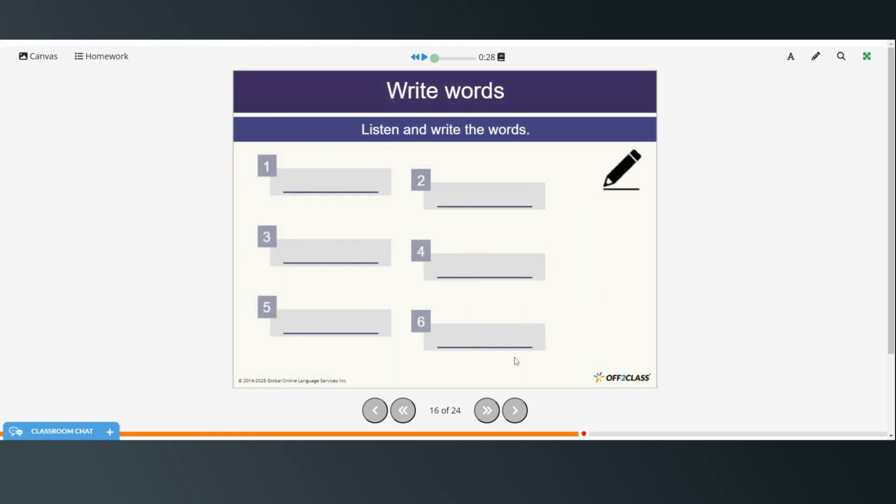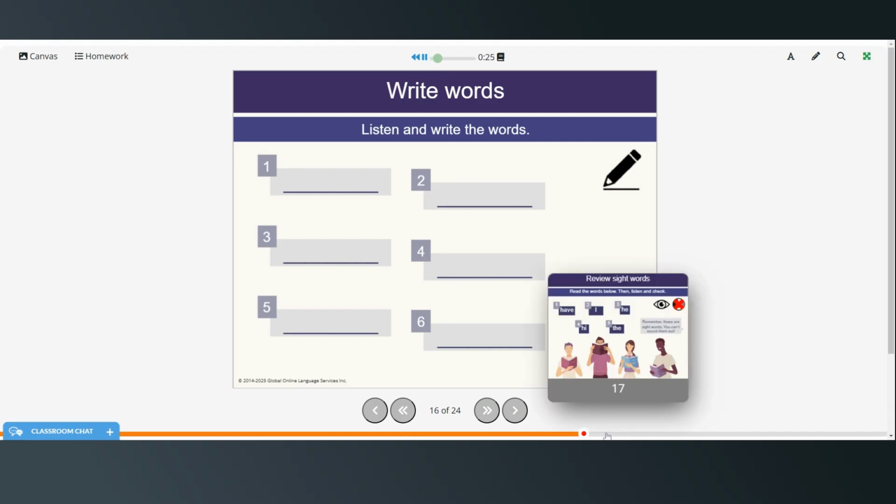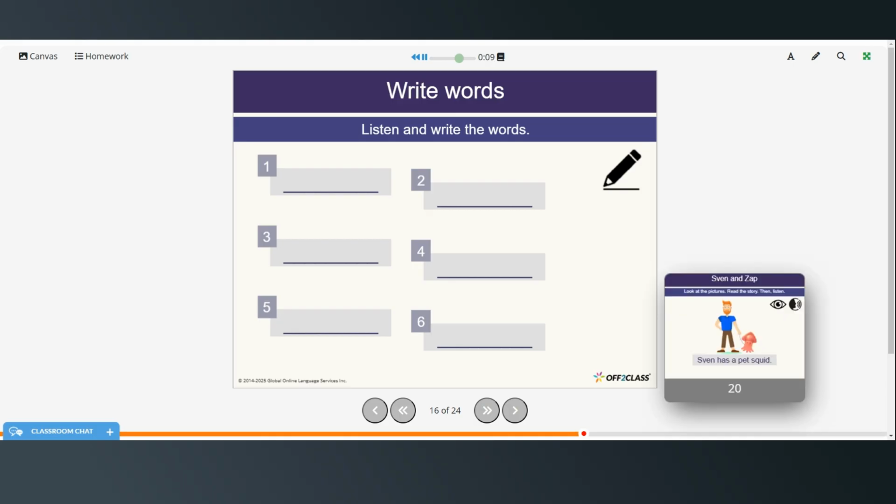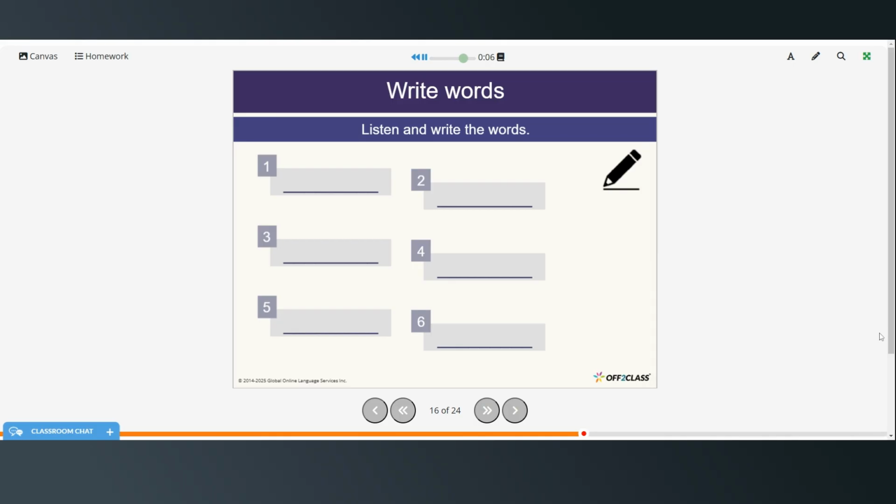All right, this time you'll listen and write down the words that you hear, and then I'll play it again and fill in the correct answers. Quit, zip, van, vet, zap, squid.